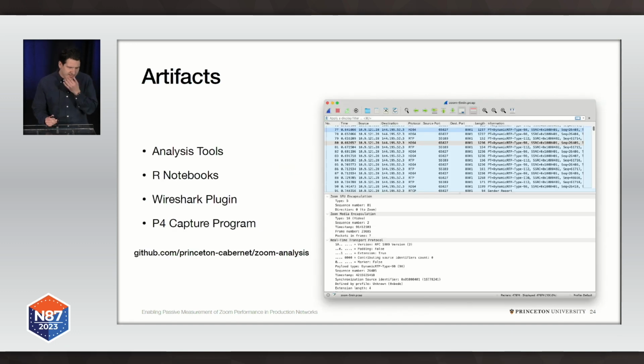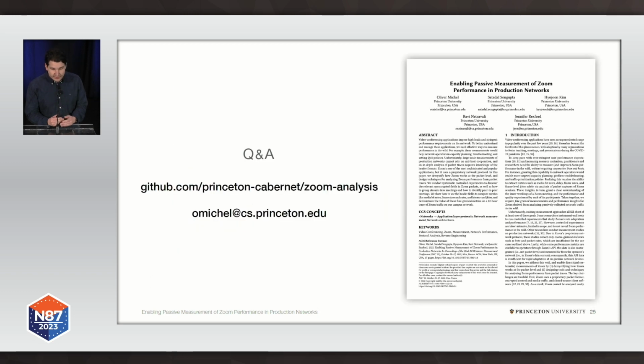The paper artifacts are all available online at this URL. This includes a pretty wide suite of analysis tools, notebooks for visualization, this Wireshark plugin that you saw a couple of times, as well as the P4 capture program that we deployed on our campus production network. I encourage you to check out the paper, which is available at the ACM Digital Library. It was published in last year's Internet Measurement Conference.